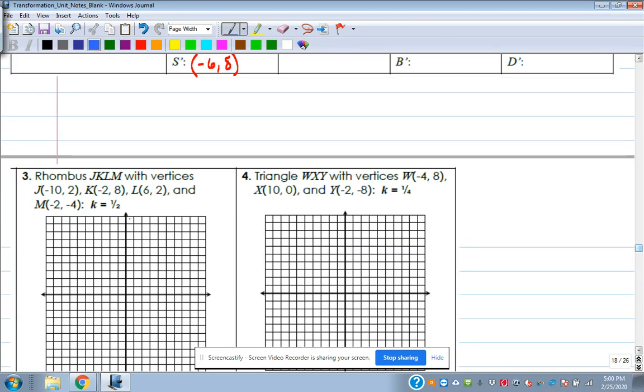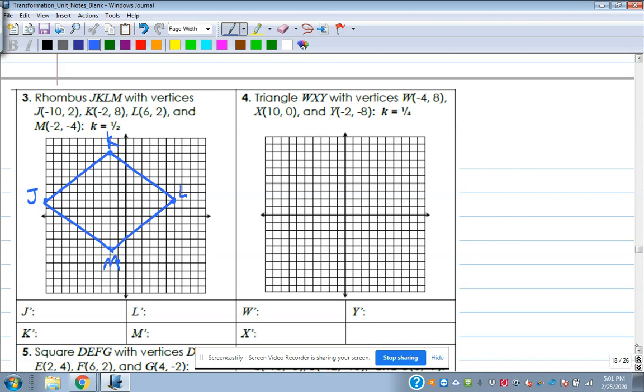All right, so image JKLM, J is negative 10, 2. K is negative 2, 8. L is 6, 2. And then M is negative 2, negative 4. Rhombus, it's a square been hit by a bus. And then the scale factor is 1/2.